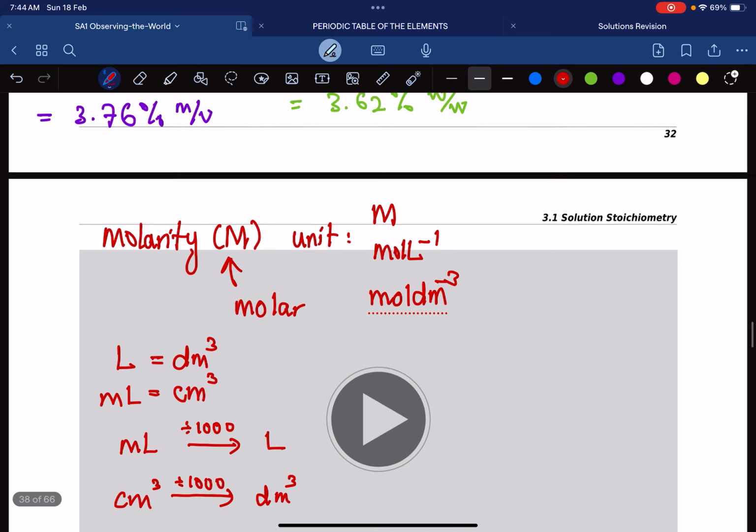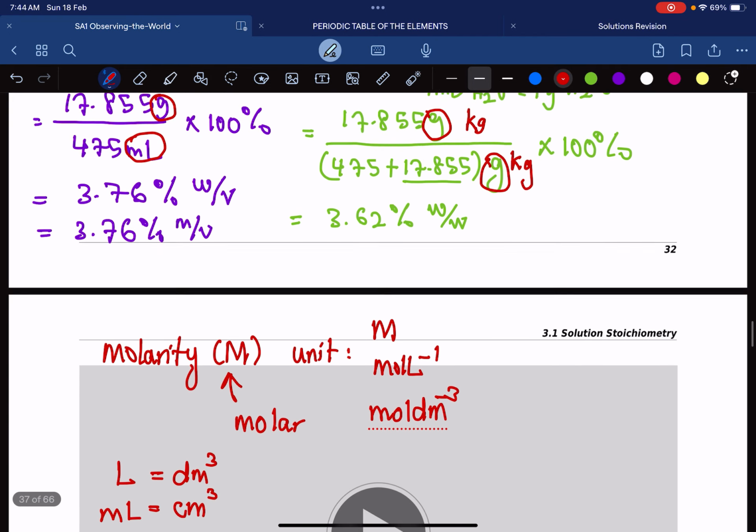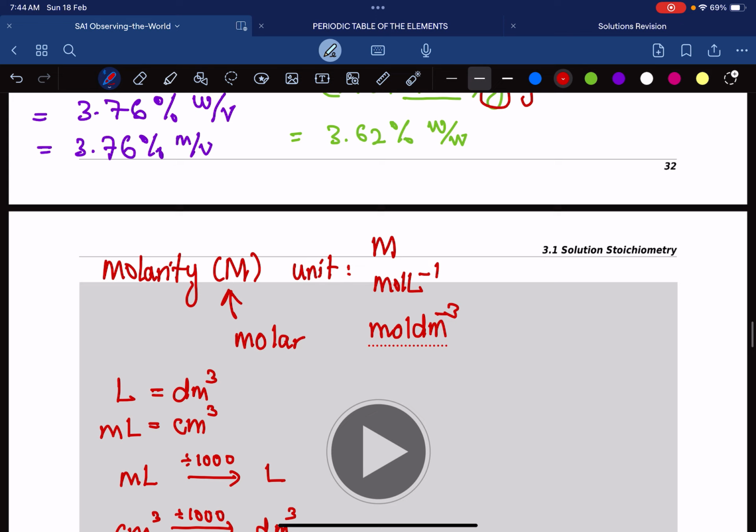So for this particular question, we are going to calculate the molarity. Molarity is given to us by a formula, which is moles of solute divided by the volume of solution. But the volume of the solution has to be in liter, or decimeter cube. So let's do this.